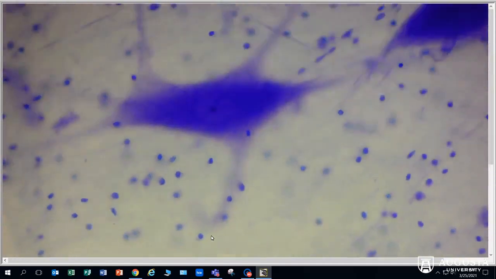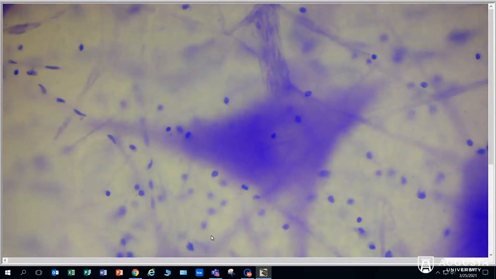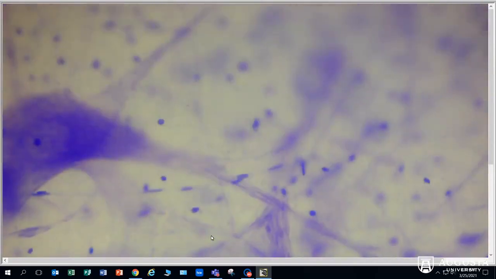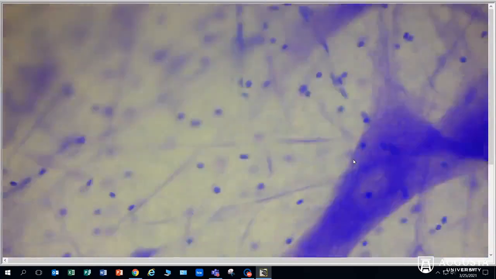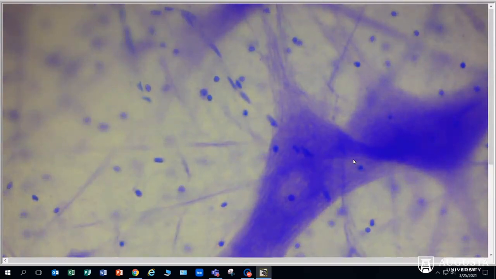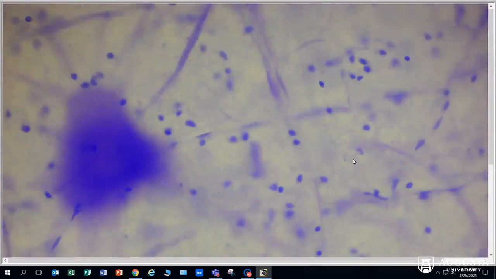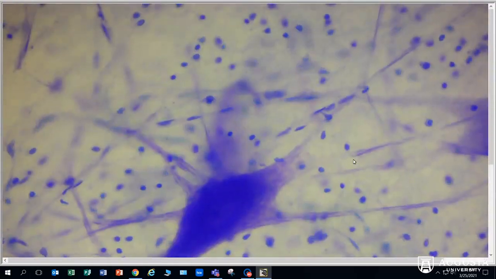around the axon. If we move to a different region of the cell, we can see that in a little bit more detail. So here we see them lined up in a row. When you're studying this slide, pay attention to these structures and see if you can find an axon just by looking at the glial cells.